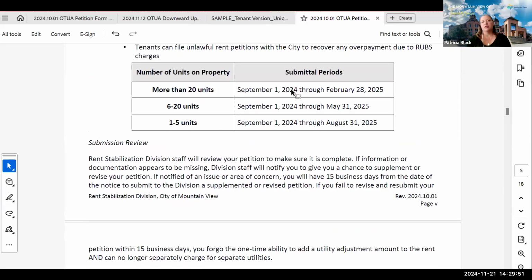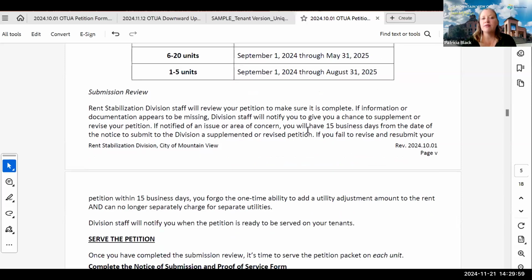And remember, there are these really important submittal periods. So if you have more than 20 units, the deadline is February 28th. And then we have time to review your petition once you submit it to us. And if information or documentation is missing, we will notify you with a chance to supplement your petition. And if there's an issue, you have 15 business days from the date of the notice to submit new information to us. If you do not revise and resubmit your petition within 15 business days, you forgo the one-time ability to add a utility adjustment amount to the rent, and you can no longer separately charge for utilities.